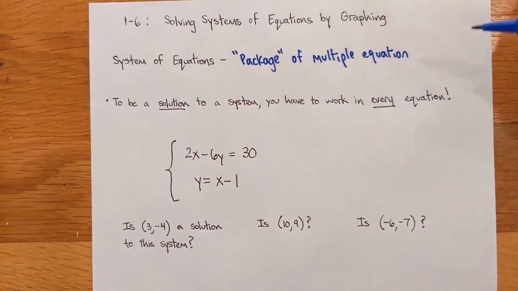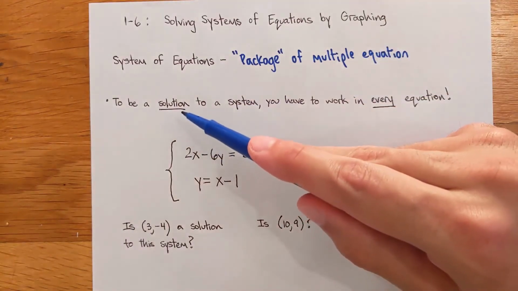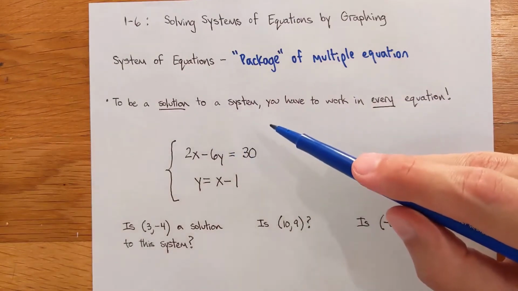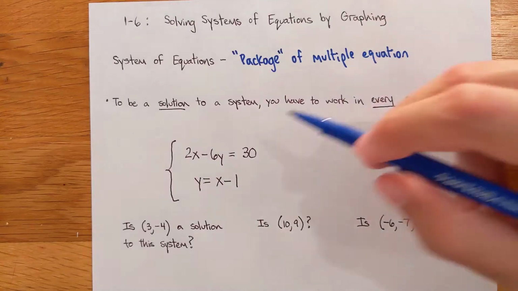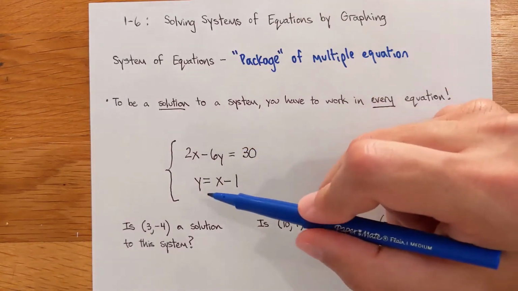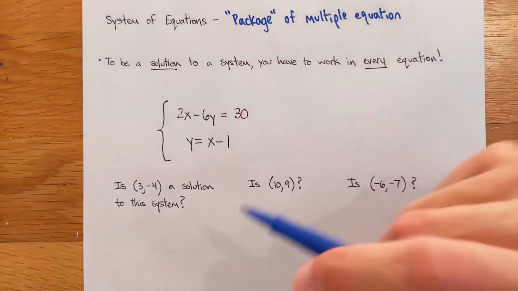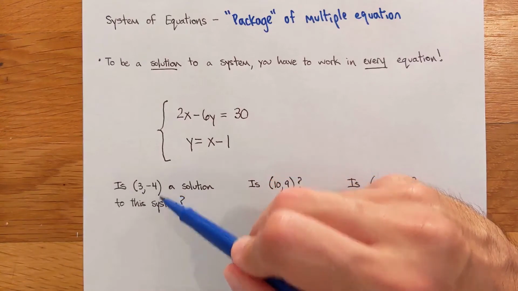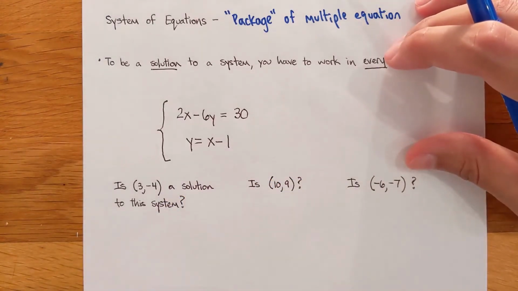And the first thing we're going to talk about with regards to a system is what it means to be a solution. To be a solution to a system of equations, you have to work in every equation in the system. So for this problem right here, if I'm a solution, I have to work in this equation, and I also have to work in this equation. And what we're going to do is test a couple of points that I give you and see if they're solutions or not. All that means is we're going to plug in our points.